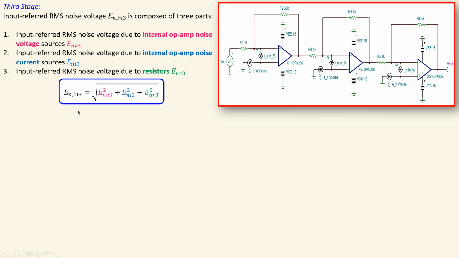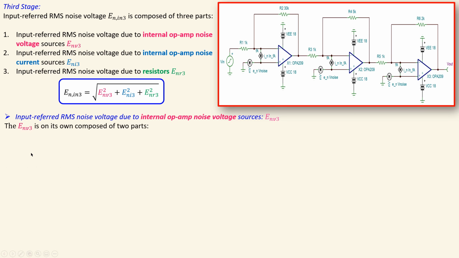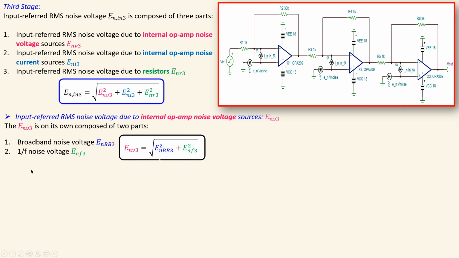Now, these are then combined together again using root sum of squares. Again, for the input referred RMS noise voltage due to the noise voltage source of the op-amp, it is composed of two parts, broadband and the 1/f noise. And we go a little bit faster. This is again calculated using this formula, the effective value of these two.